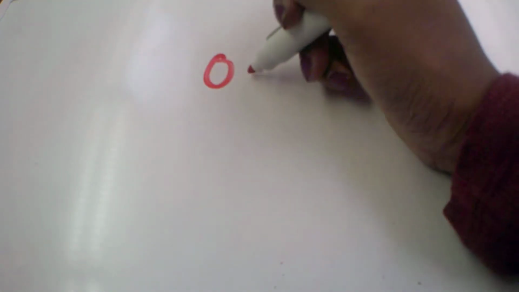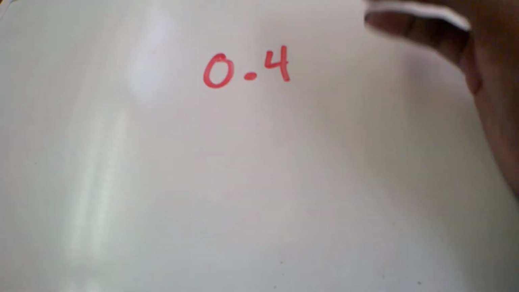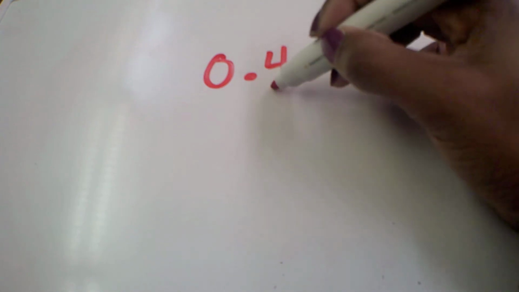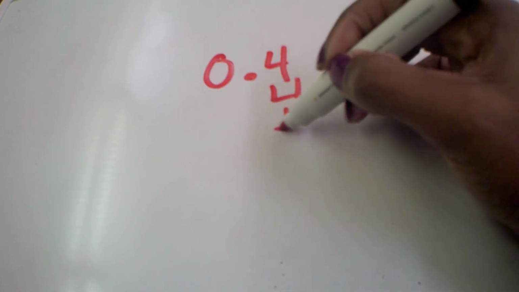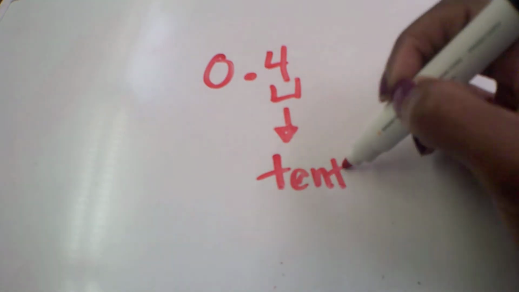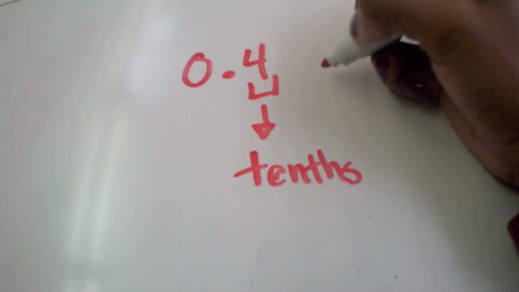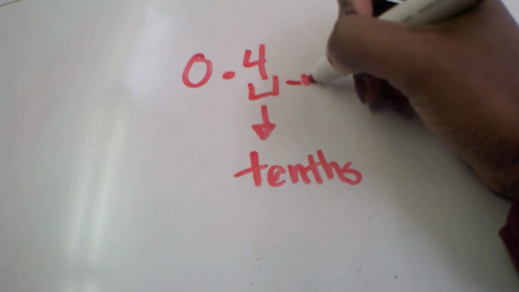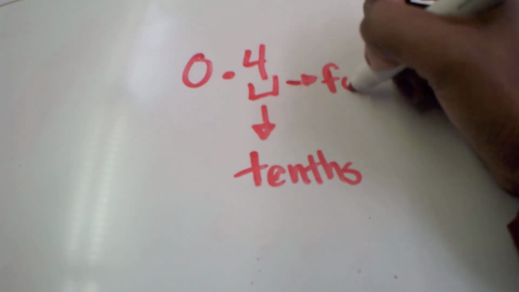Okay, let's talk decimals and fractions and how do we pronounce them. We'll start with decimals. Let's say I have 0.4. We will pronounce this as 4/10 because this place is the tenths place. So this will be 4/10.